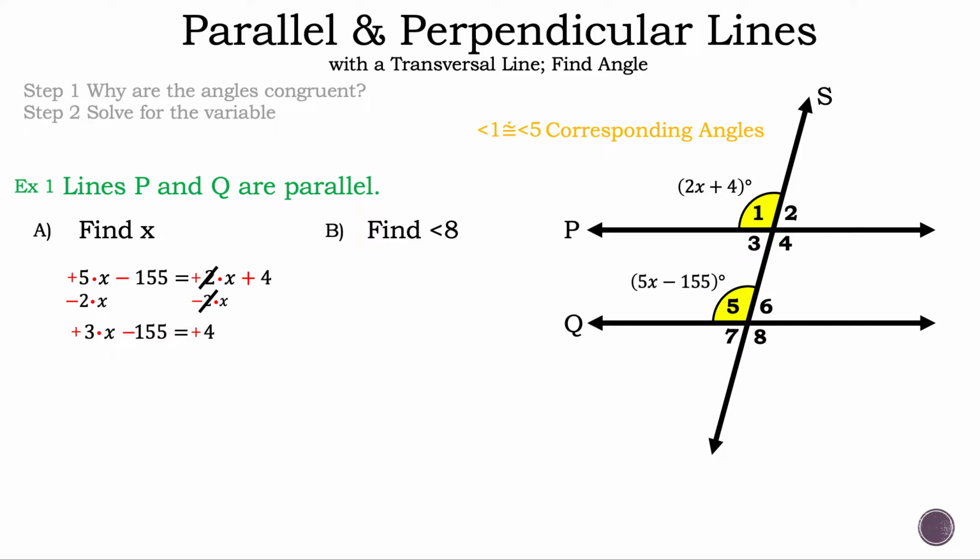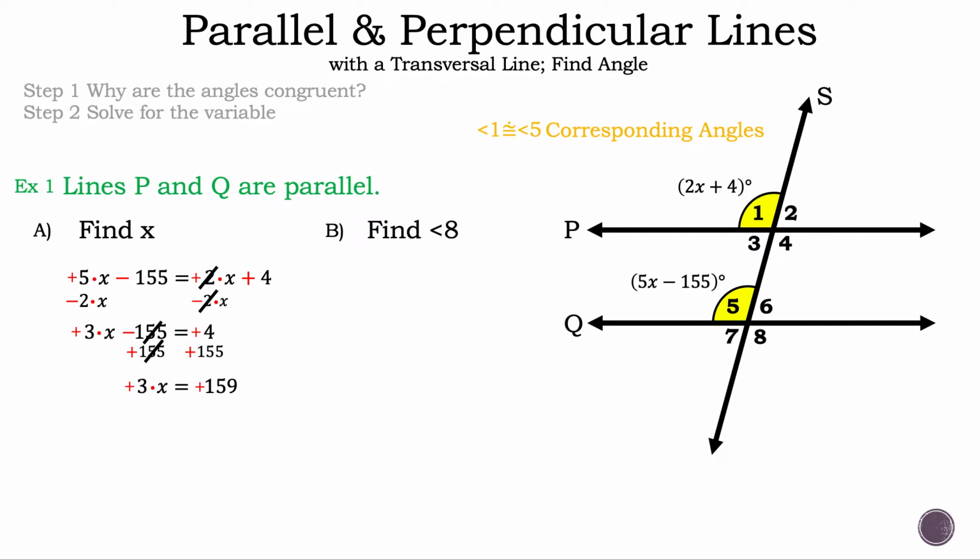And now we have positive 3x minus 155 is equal to positive 4. Let's move that minus 155 to the other side since we're solving for x, and the inverse of minus is addition, so we're going to add 155 to the left hand side. Those two numbers cancel. And now we're going to add 155 to the other side, and the result of positive 4 plus 155 is positive 159. And now we have positive 3 times x, which is equal to positive 159.